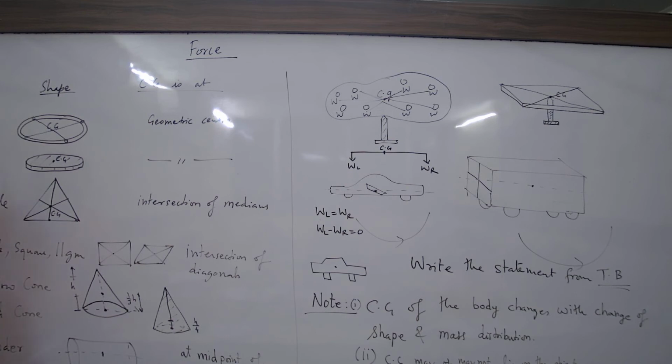So in front of rod, you write rod or scale, because most of the questions are on scale. So for scale, the CG of scale is at the midpoint, that means at 50 centimeter mark. So always remember that.